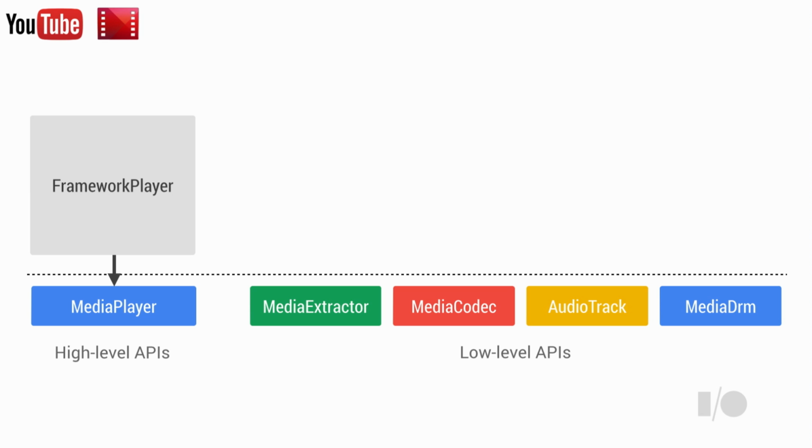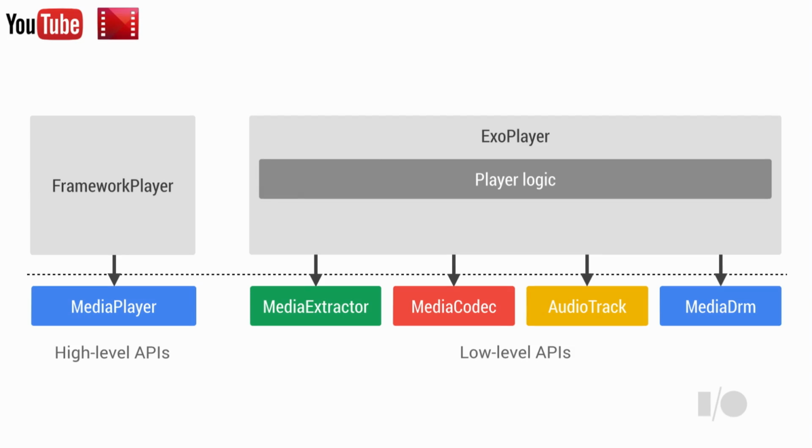We're really interested in Media Extractor, which does networking and buffering and sample extraction of media. Media Codec, which will take these samples and decode them. Audio Track, which will play decoded audio out of speakers. And then Media DRM as well, which will handle encrypted playback.